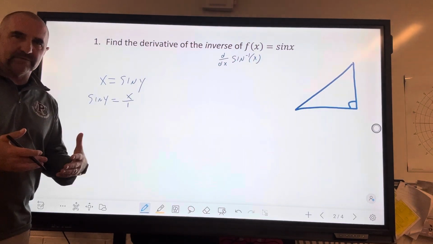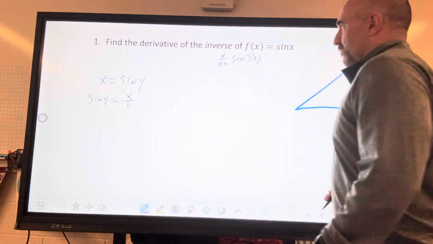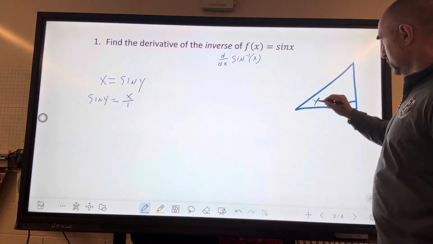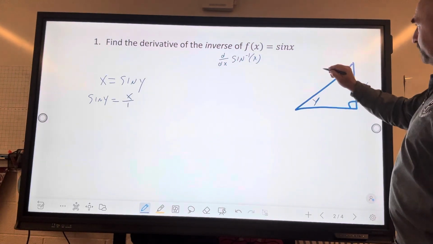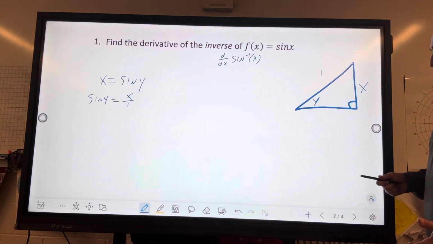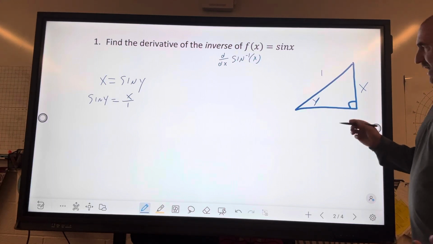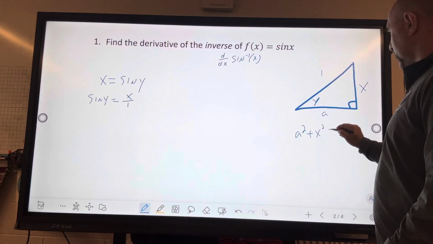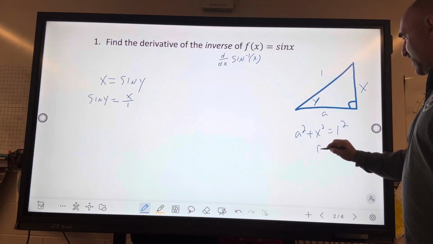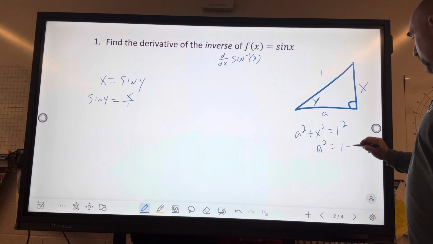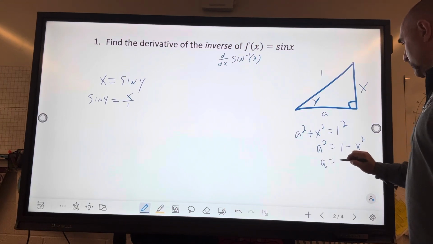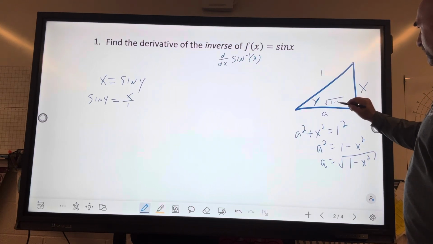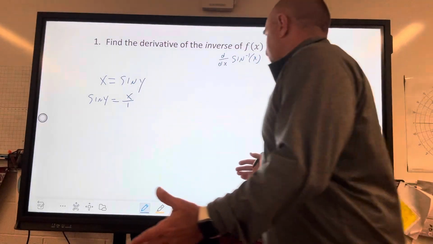So thinking about this in terms of a right triangle, let's come over here to make our right triangle. The sine of y, so apparently y is our angle, equals opposite over hypotenuse. All right, well, what does that make the adjacent side? Let's just call it a for the time being. So a squared plus x squared equals 1 squared. So then a squared will equal 1 minus x squared. So then our a is going to be the square root of 1 minus x squared. So that's our side right here. I'll write that in. Okay, how does that help? I don't know yet. Let's just keep going.